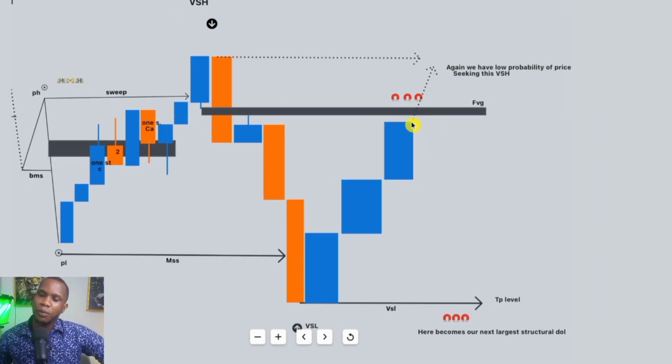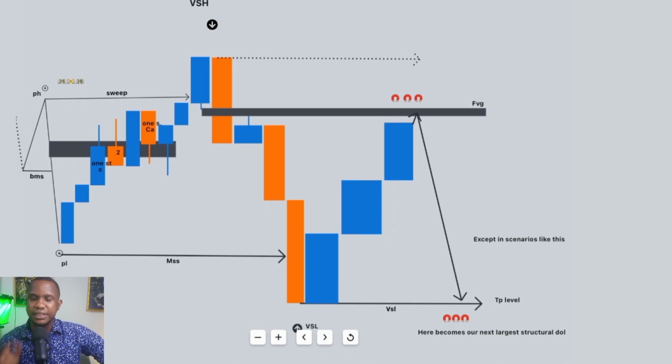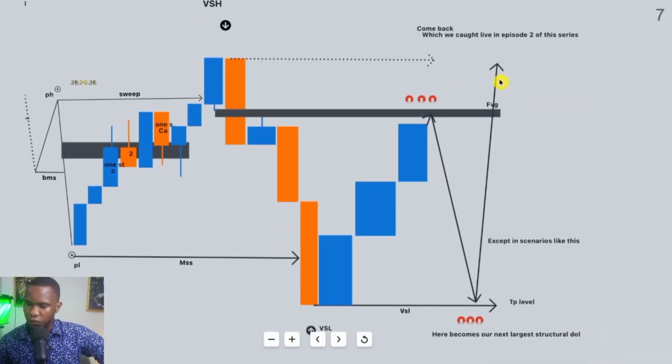So we have a low probability of price seeking this value structure high in the market, except in a scenario like this where we come back to this TP and are unable to break this TP, we moved up, which we caught live in episode 2 of this series. You can check it out.